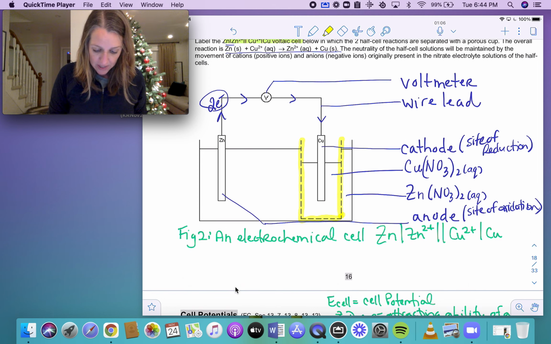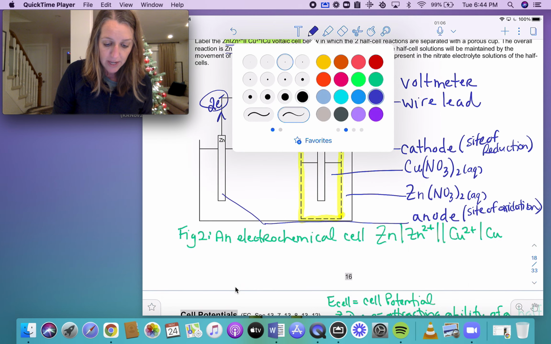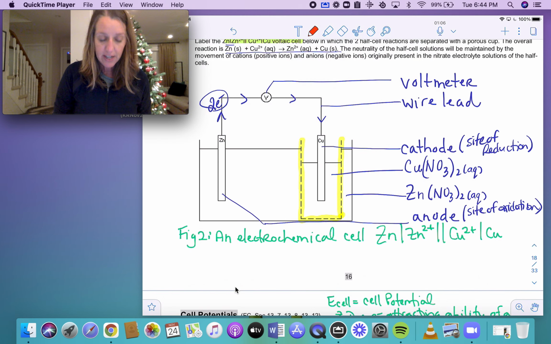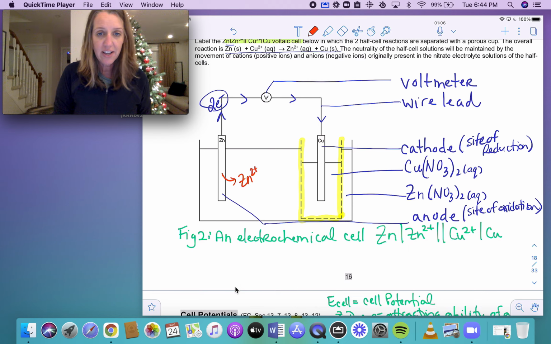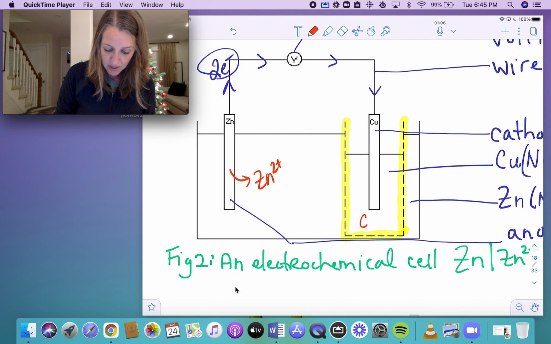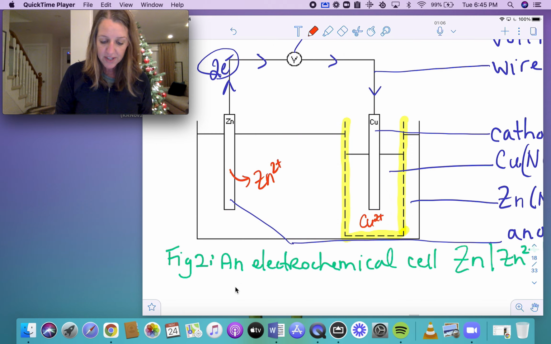Okay, what else do we need to add on here? We need to show what happens to the electrons. This is making a complete diagram. I want to show that at the anode, the zinc atoms turn into Zn2+ ions. I want to show that the copper ions in the solution, the Cu2+ ions, get reduced. They go directly onto the copper.